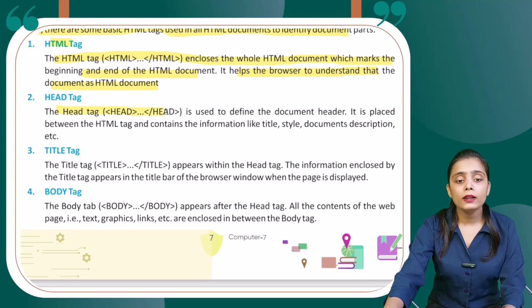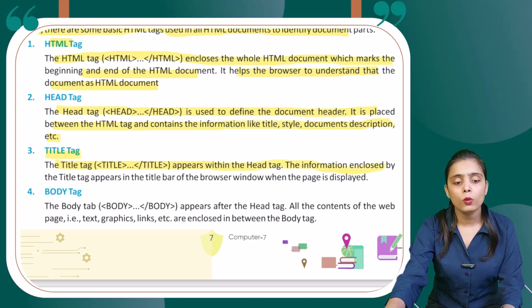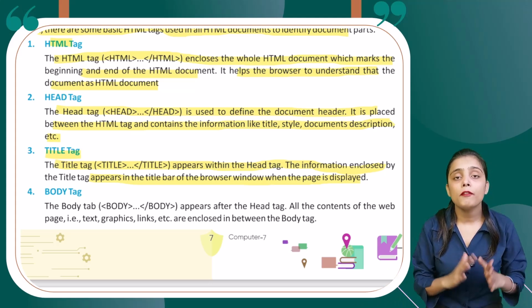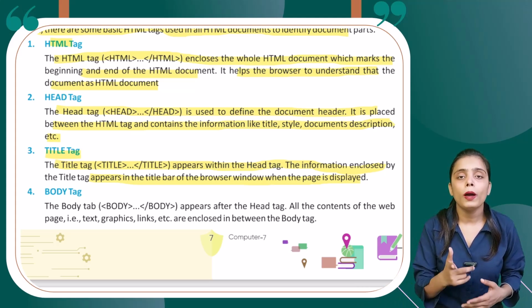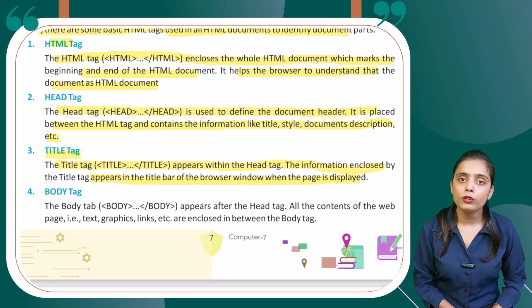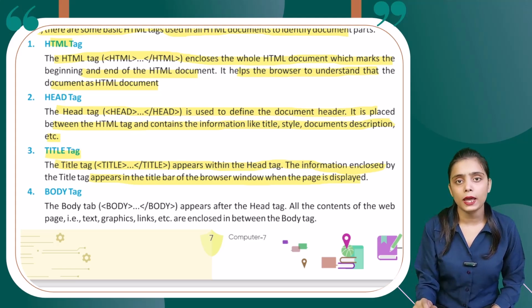The head tag, here you can see it is also a type of container tag, is used to define the document header. It is placed between the HTML tag and contains information like title, style, document description, etc. The title tag appears within the head tag. The information enclosed by the title tag appears in the title bar of the browser window when the page is displayed. So बच्चों title bar कहाँ display होता है, ये वेब पेज के, जैसे क्रोम के टॉप पे आपने देखा होगा टाइटल बार आता है, तो वहां पे जो टाइटल शो हो रहा होता है बिकॉज ऑफ दिस टाइटल टैग.